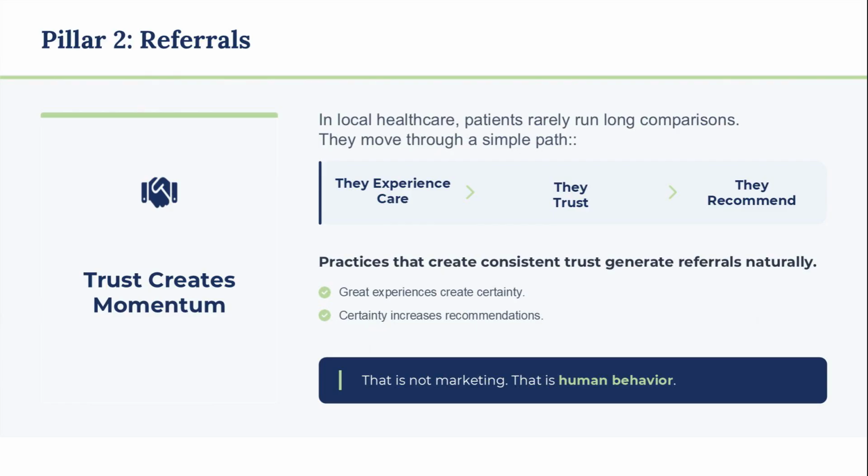Which means referrals are not simply something to ask for. They are something the practice must be ready to support at the right moment. Because when trust is highest, the opportunity appears. And if that moment is not supported, the referral doesn't disappear loudly. It disappears quietly. And over time, that quiet loss reduces growth without ever being labeled clearly.